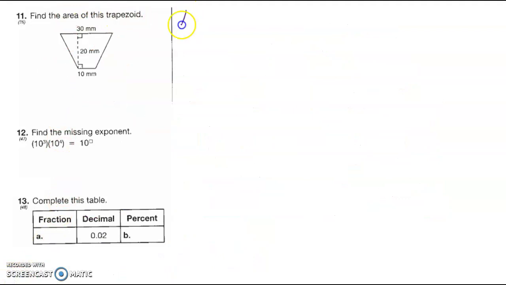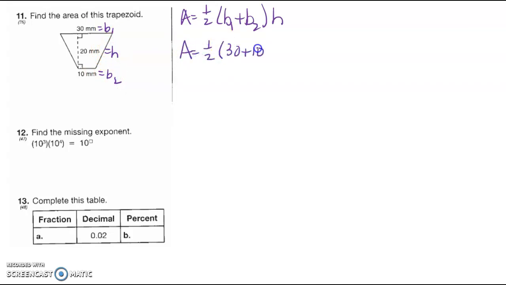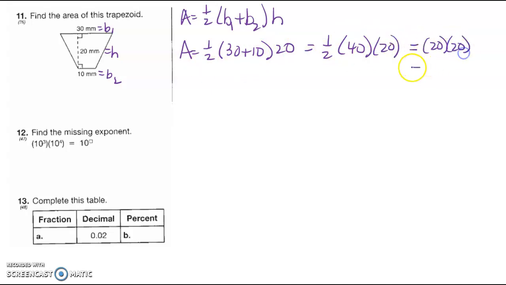All right, area of a trapezoid. Area of a trapezoid is 1/2 base 1 plus base 2 times height. So I have base 1, base 2, and height. Area is equal to 1/2 times 30 plus 10 times 20, which is 1/2 of 40 times 20. 1/2 of 40 is 20 times 20, which is 400 millimeters squared.